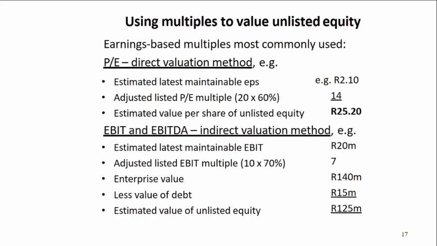So to calculate the enterprise value, we will need to obtain the latest maintainable earnings before interest and tax, and then we will need to multiply this by the adjusted listed EBIT multiple to obtain the enterprise value. Once we have obtained the enterprise value, we can get to the value of equity by subtracting the value of debt. To use the PE valuation method and the EBIT or EBITDA method, both of these require a calculation of the latest maintainable earnings.